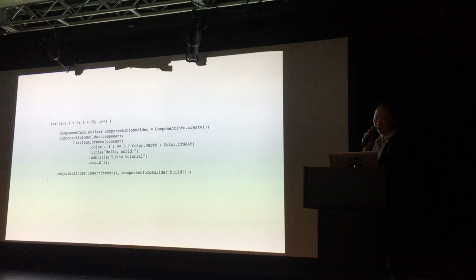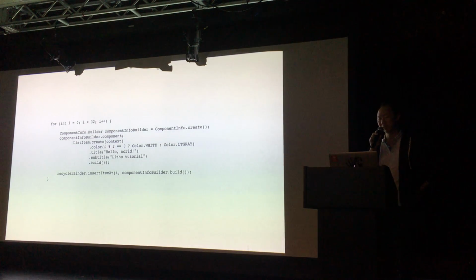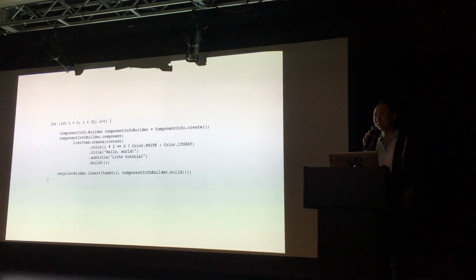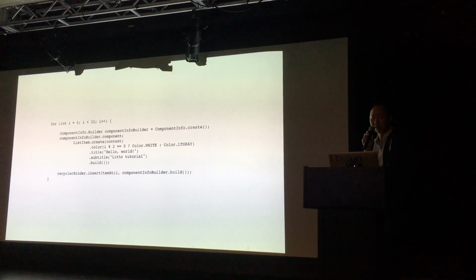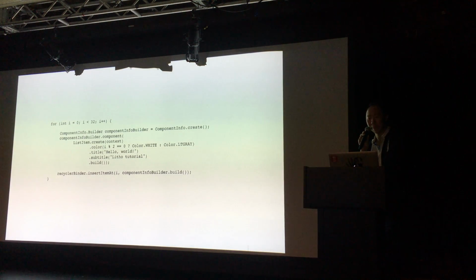Litho has a programming model like this, which I went over in the previous slide. You have a recycler binder, which is similar to a Java collection. You can add, insert at a specific position, or remove, and you can update the view without thinking about how to manage the adapter, depending on how many views you have.